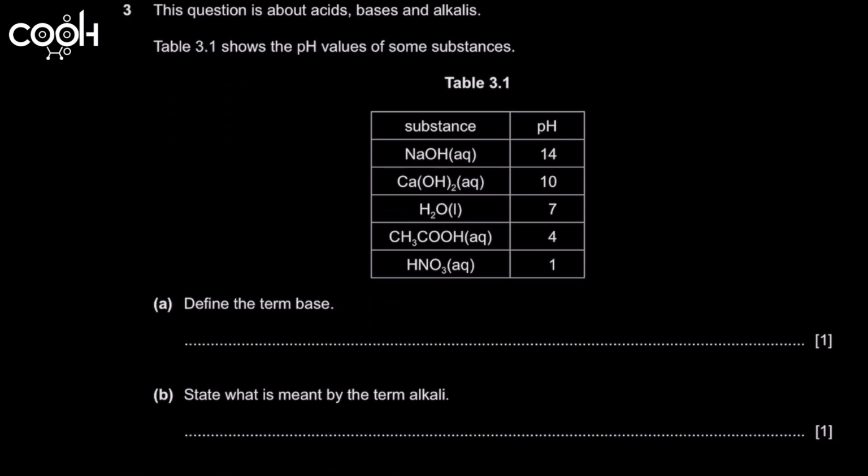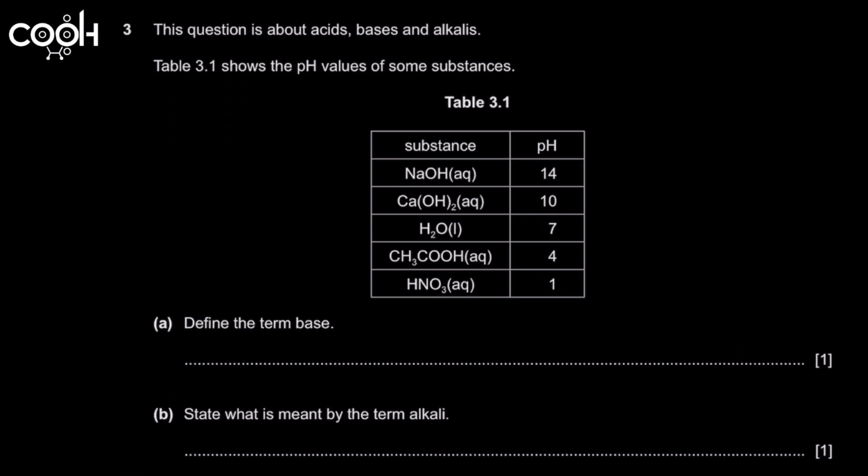18 marks. Question number 3 is about acids, bases, and alkalis. If you check this out, you're given pHs. This is pH 14, which means it's a strong base. pH 10 means it's a base, but it's relatively weaker compared to sodium hydroxide. But again, it's a base, right? Or you could also call it an alkali, because alkalis are soluble bases.